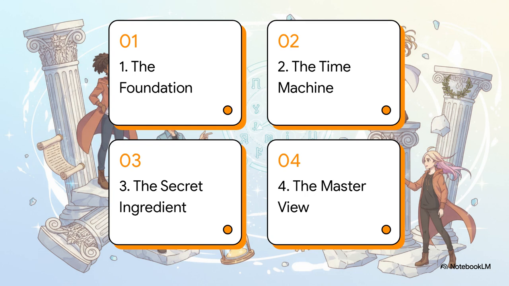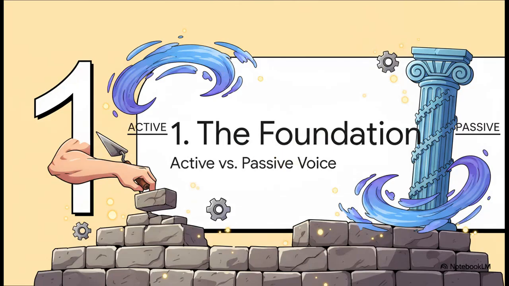Okay, here's how we're going to tackle this. First, we'll get the basics down, active versus passive. Then, we'll jump in a time machine and look at the perfect tenses. After that comes the fun part, where we find the secret ingredient that combines them. And finally, we'll put it all together. Let's do this.